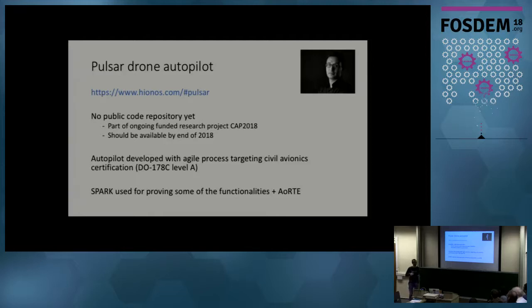So Spark is one part of the process that we put together around agile methods and formal methods to achieve that at a reasonable cost. And so Spark is used for proving some of the functionalities and also absence of runtime errors.